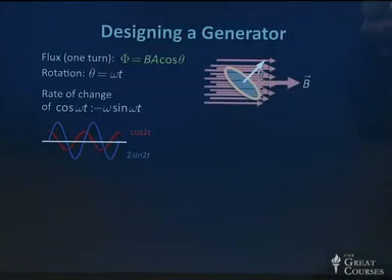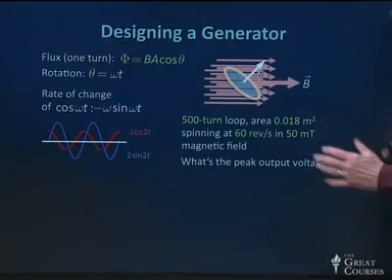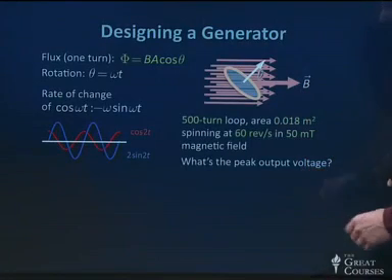So now we can go on and finish designing our generator. We're going to start with a 500-turn loop. We're going to give it an area of 0.018 square meters, so I've already figured out the area. I haven't told you its radius.